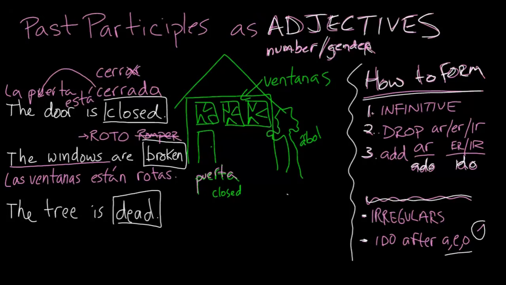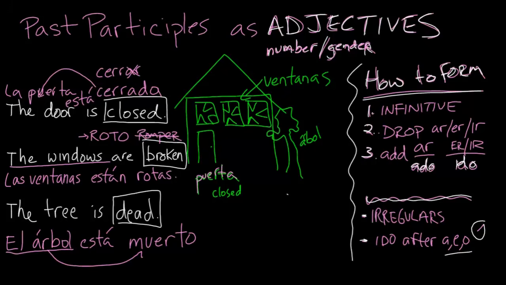And let's look at one more example. The tree is dead. And dead is morir, to die. And morir is one of our irregular ones, and so we have muerto. Árbol is masculine and singular, and that matches over here, masculine and singular. So there's the three ways that we can use our participles as adjectives.